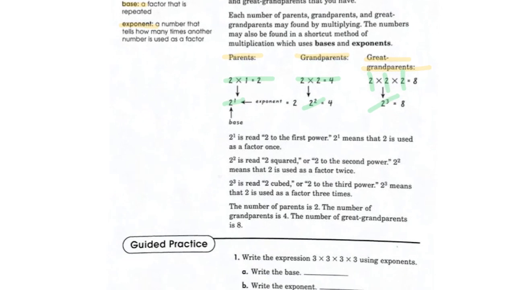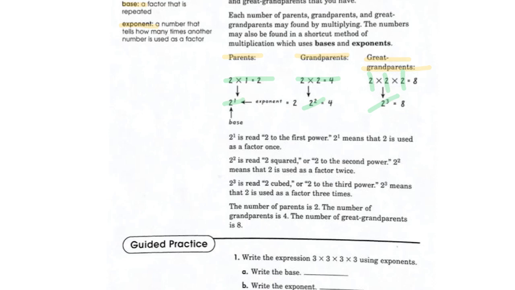This is read 2 to the first power, which means that 2 is used as a factor once. 2 to the second power is read 2 squared, or 2 to the second power. 2 squared means that 2 is used as the factor twice. 2 to the third is read as 2 cubed, or 2 to the third power. 2 to the third means that 2 is the factor used 3 times.